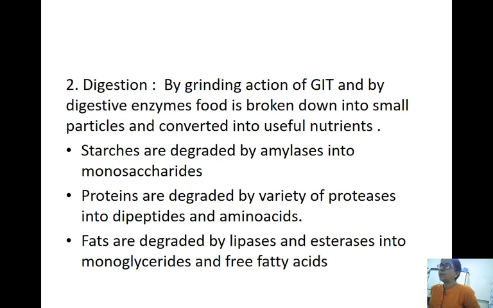Proteins are degraded by a variety of proteases into dipeptides and amino acids. Fats are degraded by lipases and esterases into monoglycerides and free fatty acids. So starches are broken down by amylases into monosaccharides, proteins by proteases into dipeptides and amino acids, and fats are degraded by lipases and esterases into monoglycerides and free fatty acids. So we are finished with ingestion, we are finished with digestion.